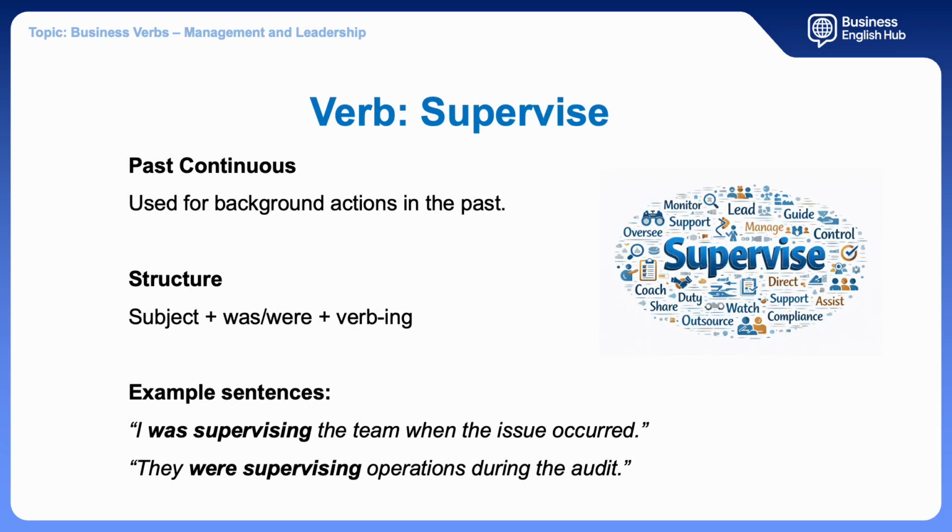The past continuous of this verb is used for background actions in the past. The following are 2 example sentences. I was supervising the team when the issue occurred. They were supervising operations during the audit.